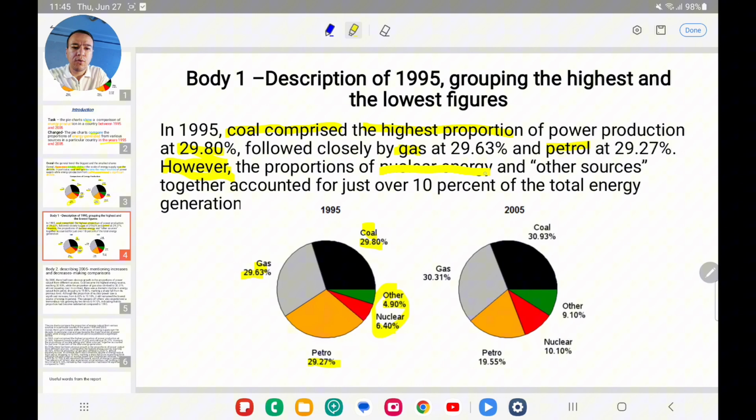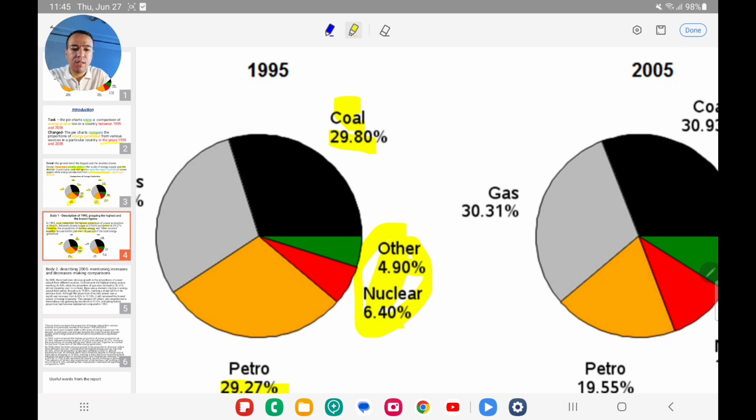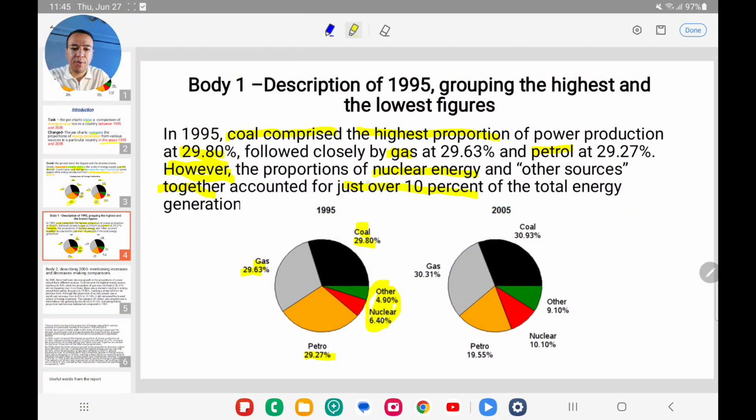The proportion of nuclear energy and other sources together accounted for just over 10%, which means if we add these two numbers together, we'll have more than 11. So I'm writing here, instead of writing 11%, just over 10% of the total energy generation. So here is our body 1 paragraph, mentioning only 1995 and grouping highest and comparing with the lowest.